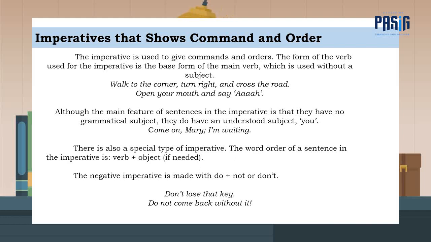The word order of a sentence in the imperative is verb plus object if needed. The negative imperative is made with do plus not or don't. For example, don't lose that key. Do not come back without it.